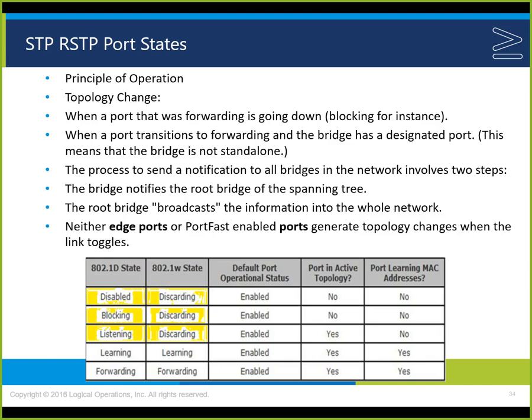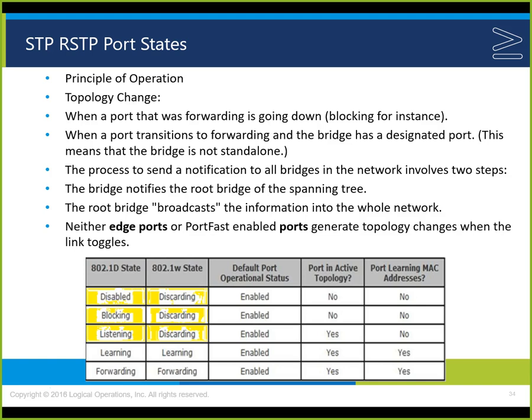Spanning tree and rapid spanning tree, and these we really mean per VLAN spanning tree plus and per VLAN rapid spanning tree plus. These are the .1Q ones. Principal operation, topology change: when the port that's in forwarding goes down, or blocking, for instance, the state changes when the port transitions to forwarding and the bridge has a designated port. This means that the port is not standalone.